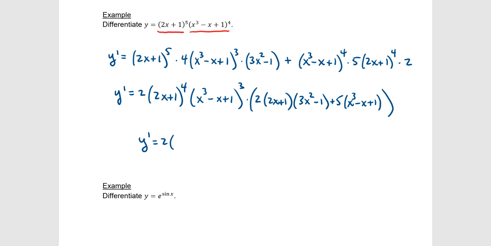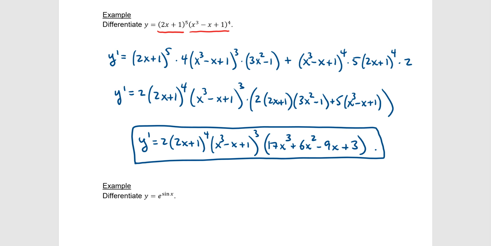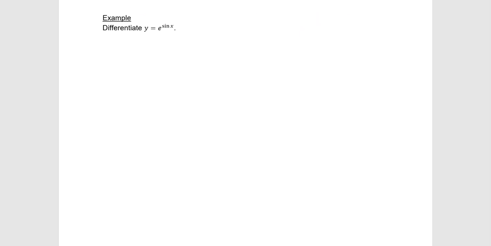For the last thing, I'm not going to write the whole thing out again, but I'm going to simplify what's inside that last batch of parentheses. We would have to do some foiling and combining like terms. We should end up getting 17x cubed plus 6x squared minus 9x plus 3. If you can simplify it, it's usually better to simplify it. It just looks a little bit cleaner. All right, let's keep on going here. We have to differentiate y equals e to the sine x.